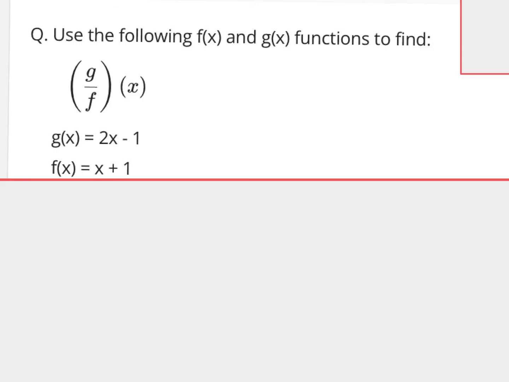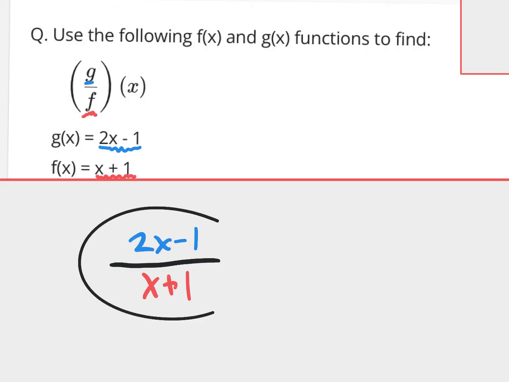So just writing it out, let's write a fraction. And again, we're going to put the g up on top, and the g is the binomial 2x minus 1. And the f function we're going to put on the bottom, and the f function is x plus 1. And there's your answer. However, even though this is your answer, you still need to clarify one important detail.